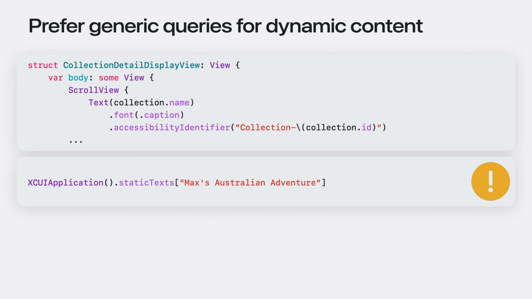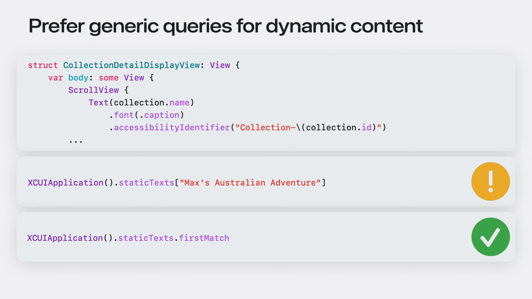Lastly, for dynamic content that is downloaded from the internet, or content that changes frequently, like timestamps or the temperature, we recommend using a more generic query, or an accessibility identifier if one is present. In this example, we don't even use an identifier, or any string at all, and we always just refer to the first piece of text.